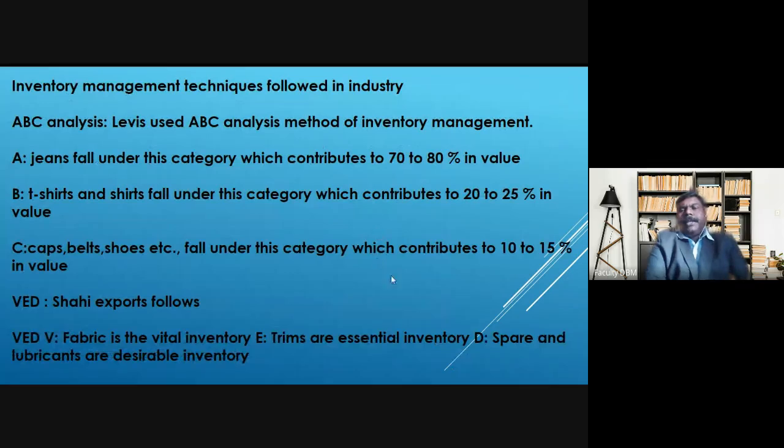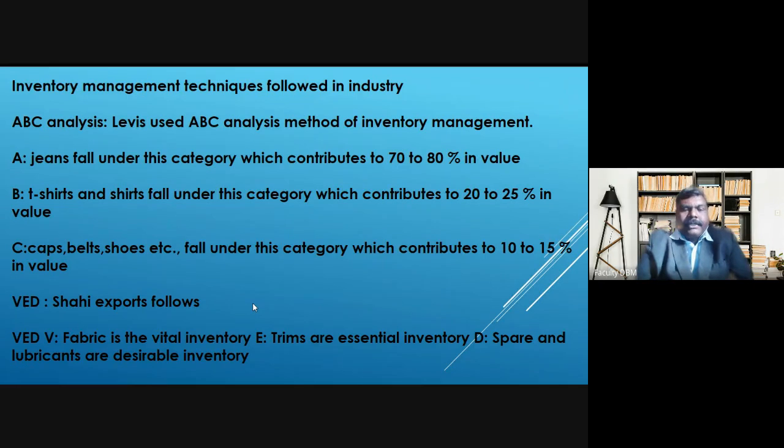So in industries, which industries use it? Here are examples of how they will be using it. This is ABC analysis. Levi's is a company that used ABC analysis in this method. Jeans fall under this category, which contributes 70 to 80% in value. T-shirts and shirts fall under this category, 20 to 24% in value. And caps, belts, shoes fall under this category, contributing 5 to 15% in value. This is the ABC analysis of a particular Levi's store.